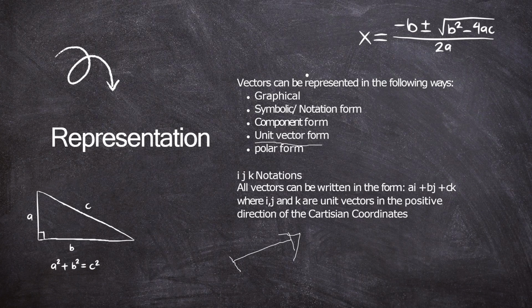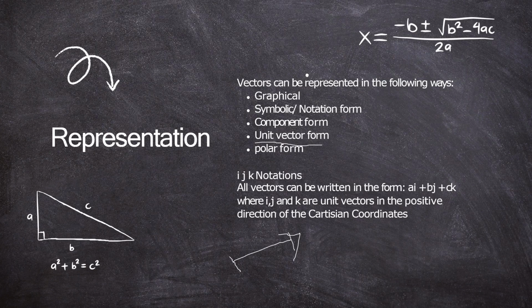Then we have the polar form, which is not necessary for you to understand. It is writing the vector in terms of r and theta, which you'll be studying in the higher classes. So now, what you should know is the IJK notations. All vectors can be written as a i cap plus b j cap plus c k cap form, where i, j, k are the unit vectors in the Cartesian coordinates.